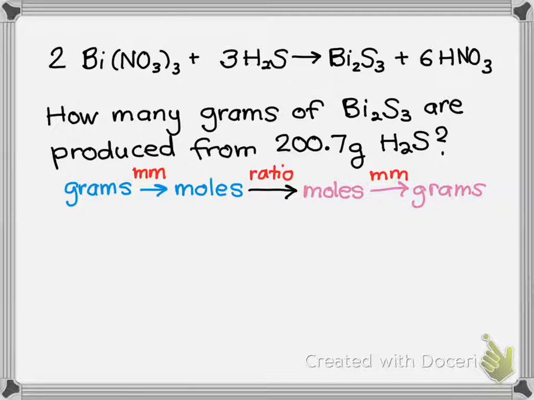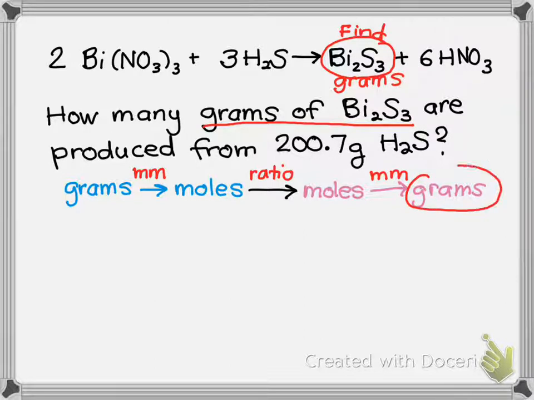Okay, so I start with my balanced equation. We're getting a little better at this. We read the problem. How many grams of the bismuth sulfide? So here is what I'm trying to find, and they asked me to find it in grams. So looking at my little plan, I see that I have to get all the way over here to the grams. And then I read, are produced from 200.7 grams of H2S. So here's the H2S. This is what I'm given, and I also need this in grams.